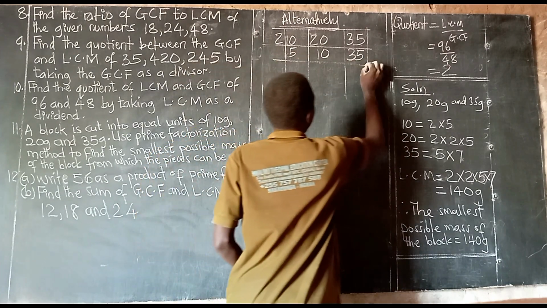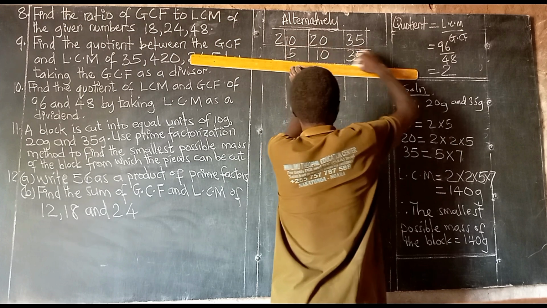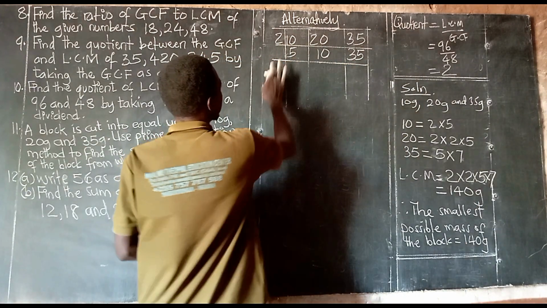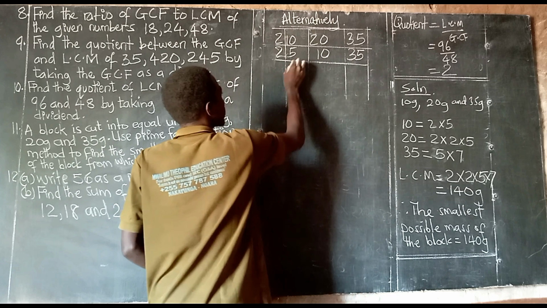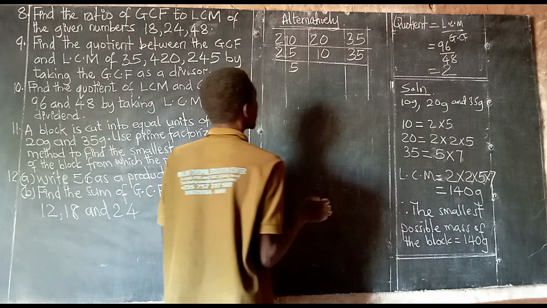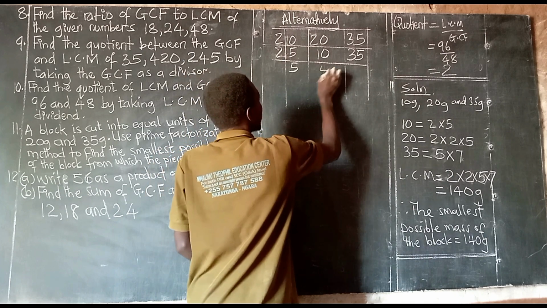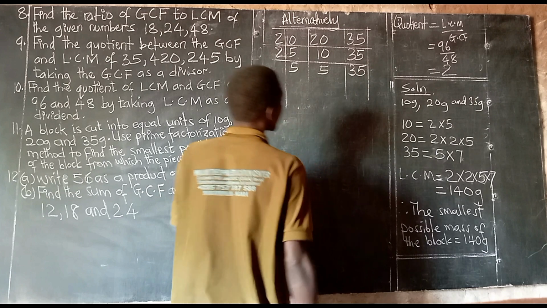Again, here you write 2 as 2. 10 is divisible, so you get 5. 10 over 2 you get 5. 35 over 2, you write 35, as it is not divisible completely without remainder.